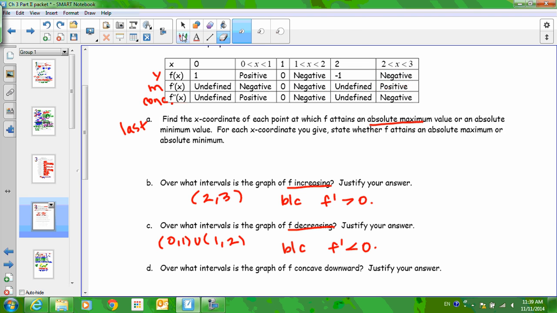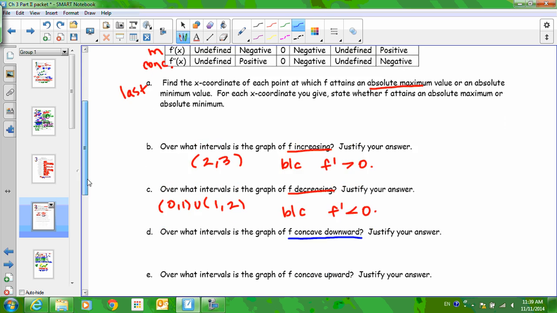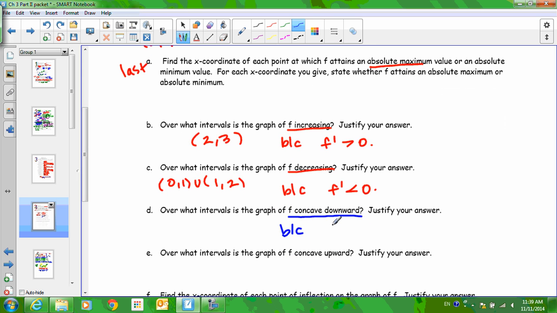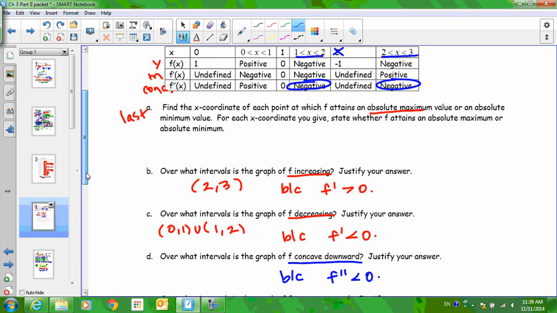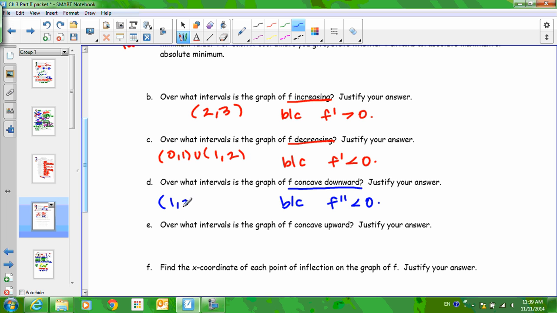Okay, so looking at the next one, over which intervals of the graph of f is f concave down, we need to look at our justification, which would be because f double prime is negative. And so we look at our table, look at f double prime, and we find negative here and here. And you write these two intervals. Again, you cannot include 2 in that. So we're going to write 1 to 2 and 2 to 3. You can always use parentheses here. I'm not including the endpoints.